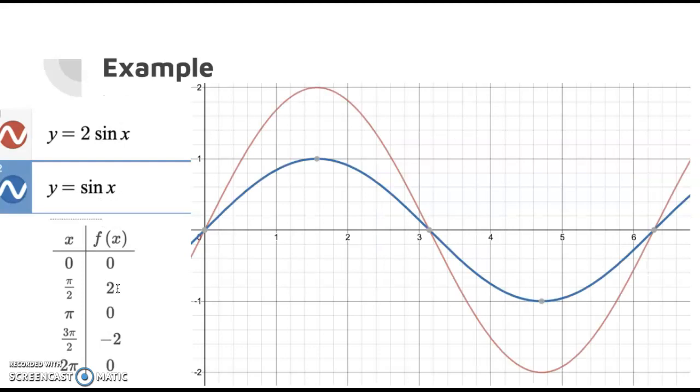So with the 2 replacing the 1, you will multiply the sine by 2. So 0 times 2 will still be 0, and 1 times 2 is 2. -1 times 2 is -2. So that's what the changes here mean.